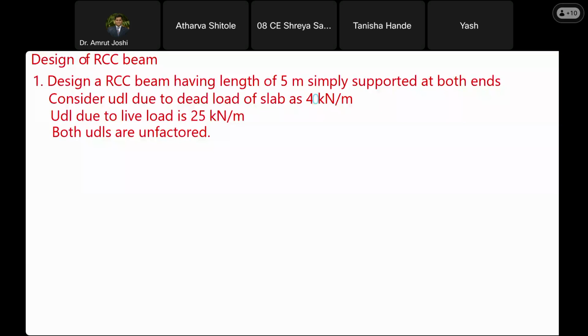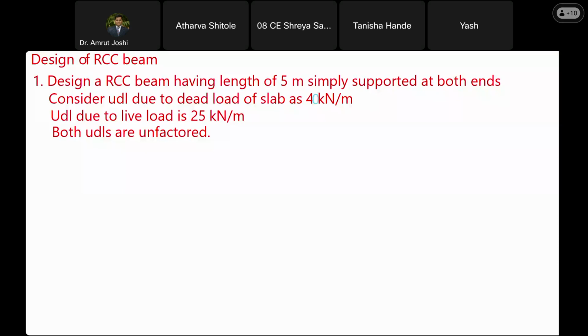So now, having known these parameters and their values, let us consider an example of design of an RCC beam, reinforced cement concrete beam. Design an RCC beam having a length of 5 meters, simply supported at both ends. Consider UDL due to dead load of slab as 40 kilonewton per meter. So all of us know that the load path is from slab to beams, from beams to columns. So whatever is the load on the slab is going to be transferred to the beam.